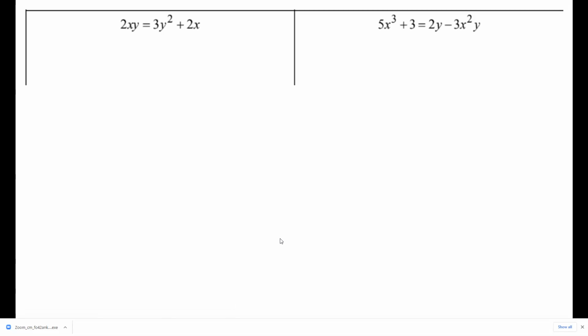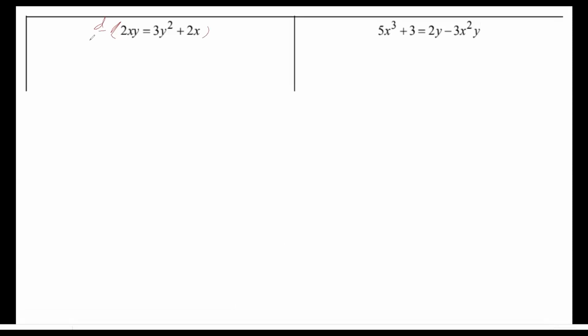Let's do these last two problems. Taking the derivative with respect to x again. I notice that I have a product rule here. I'm going to group this 2 with the x just to make it a little bit easier. So I'm multiplying, letting f be 2x and g be y. So I'm going to write that over here. f equals 2x, so f prime is 2.